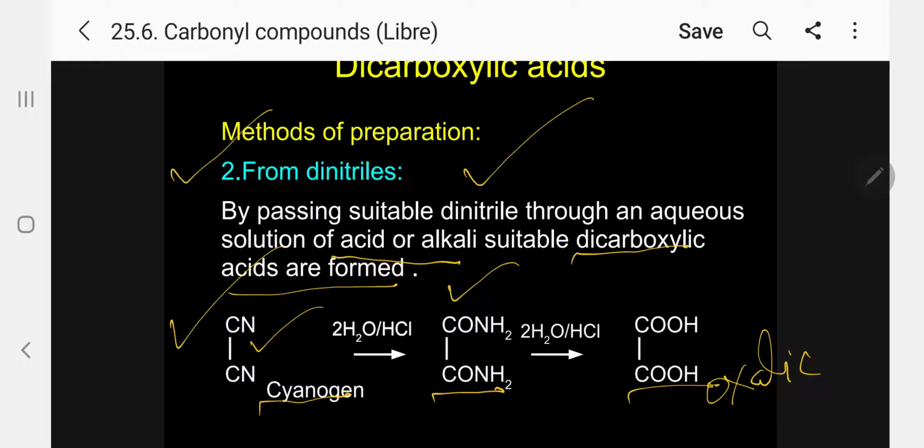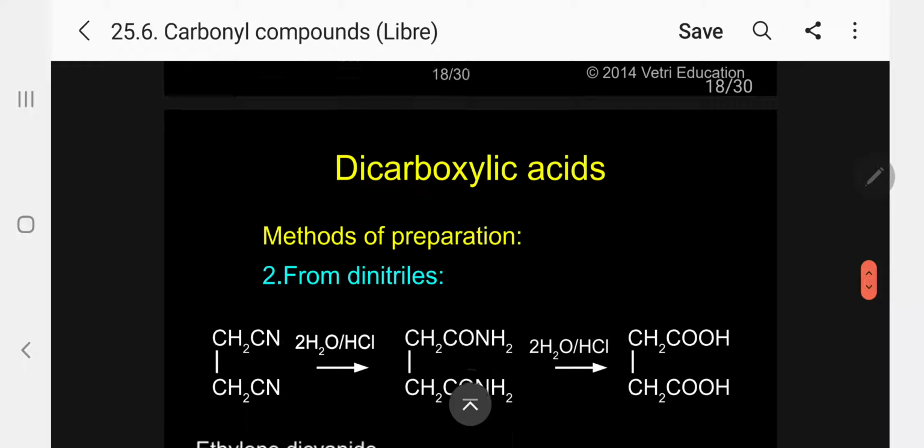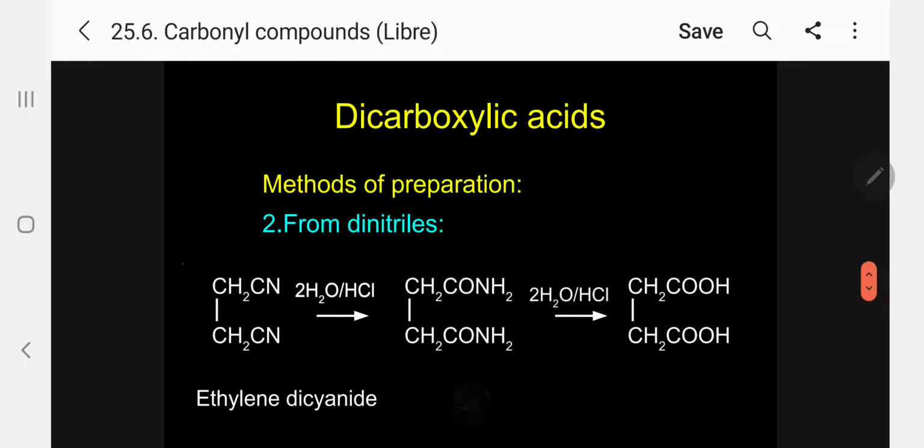The same way, now if I take the next higher member, ethylene dicyanide, or butane dinitrile, please follow, butane dinitrile undergoes hydrolysis. First it forms the corresponding amide, followed by hydrolysis to give succinic acid. It is 1,4-butane dioic acid. Butane-1,4-dioic acid, or common name succinic acid. Please follow.